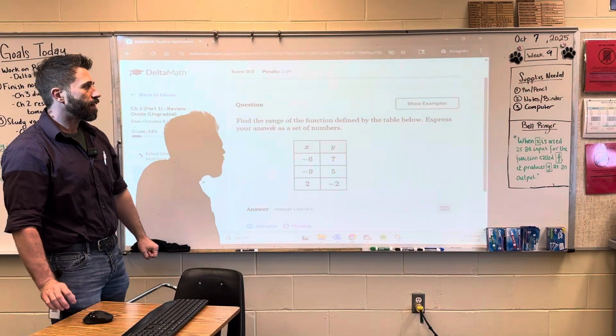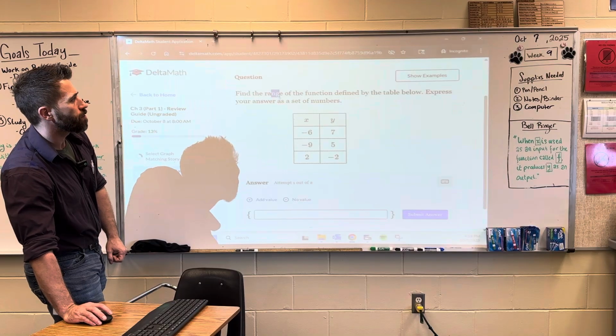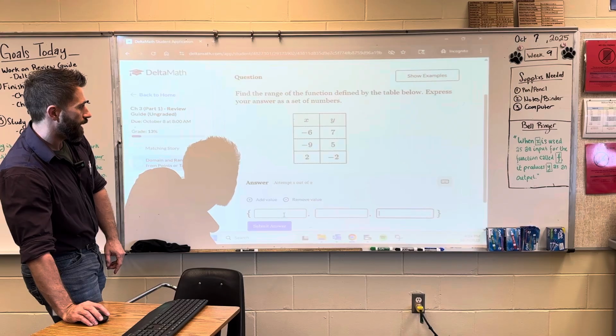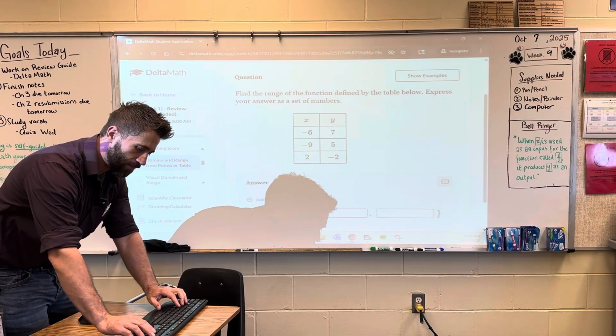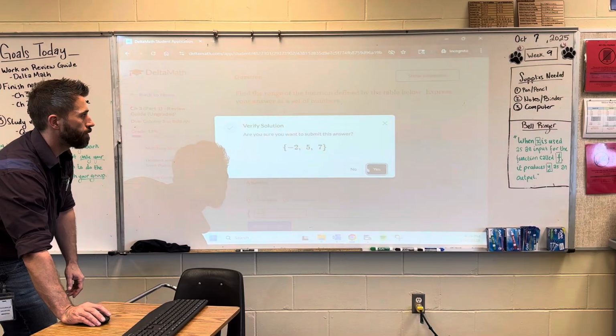Find the range of the function defined by the table below. Express your answer as a set of numbers. Remember, range is going to be our y values. So my range is 3 numbers. I have -2, 5, and 7. So -2, 5, and 7 are my 3 numbers there.